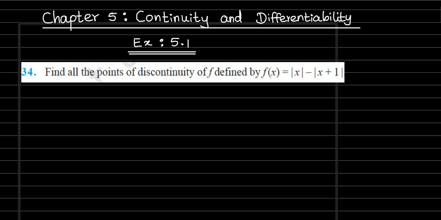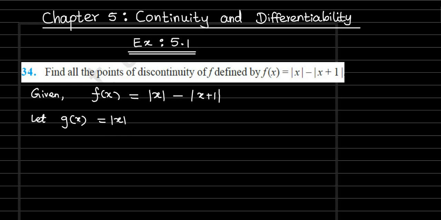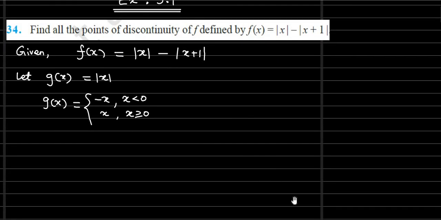F of x is given: f of x equal to modulus of x minus modulus of x plus 1. Now I'm going to take g of x as modulus of x, and I'm going to check the discontinuity points for g of x separately. Since it's a modulus function, we have to redefine it: minus x if x is less than 0, and x if x is greater than or equal to 0. Now using the if condition, we have to break the real line.